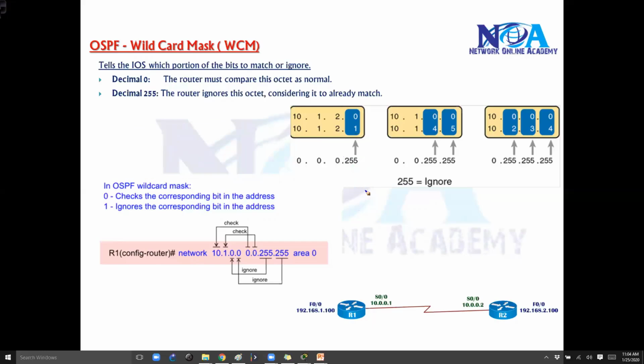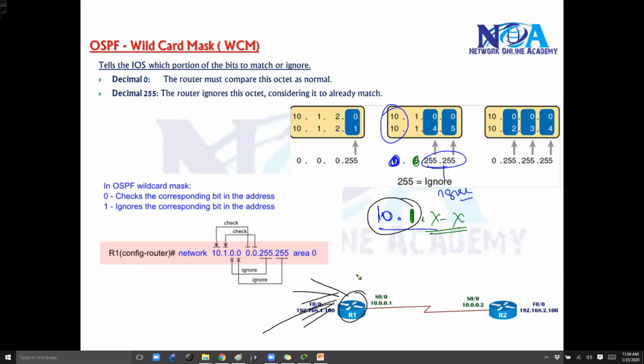Now similar way, if you compare some more examples, let's say if I write something like this 0.0.255.255, the meaning of this is it's going to advertise all the addresses whichever starts with 10. 10 means must match 0. 0 means must match again here 1, and 255 means ignore, which means the second and third portion can be anything. But if this router is having any networks and that particular network is matching the first two portions like 10.1, then advertise those interfaces.